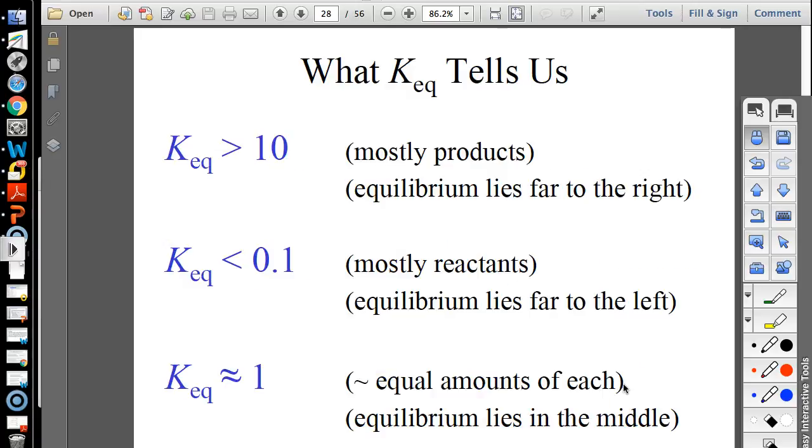Okay. And so here is a recap of what I just said. And K equal to 1 would be about equal amounts of either, and equilibrium will lie in the middle.